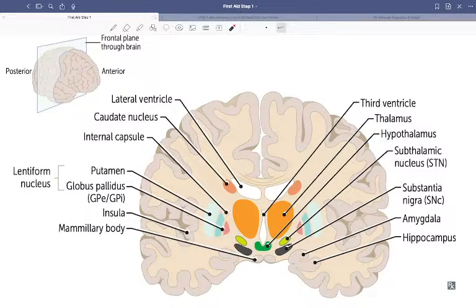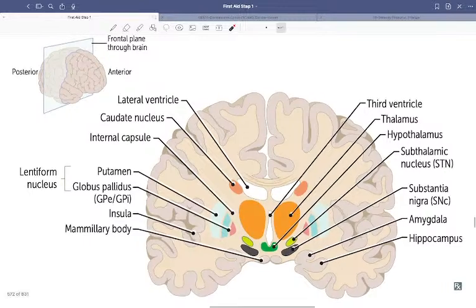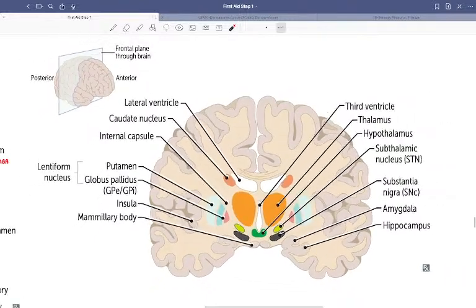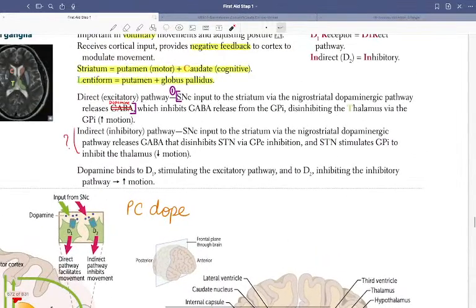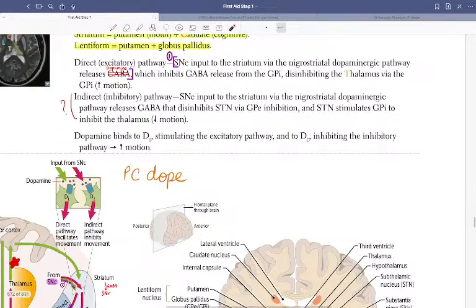Next, we have three things: here is the mammillary body, insula, and then globus pallidus, with globus externus and internus. And then the putamen. Putamen is outer. Putamen with globus pallidus is called the lentiform nucleus, so this entire thing is called lentiform nucleus.